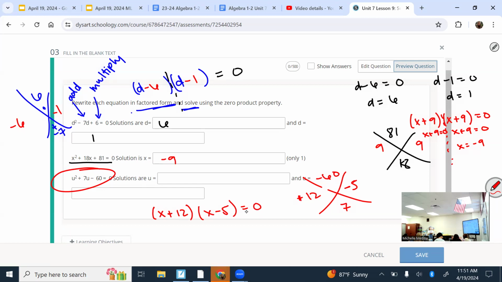And then now to find the solutions, the values for the variables that make this true, you have to set each factor equal to 0 and solve them separately. What plus 12 gives me 0? And what minus 5 gives me 0? Okay, so then your answers are 5 and negative 12.